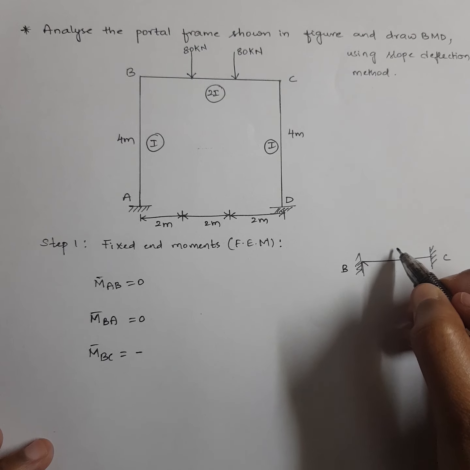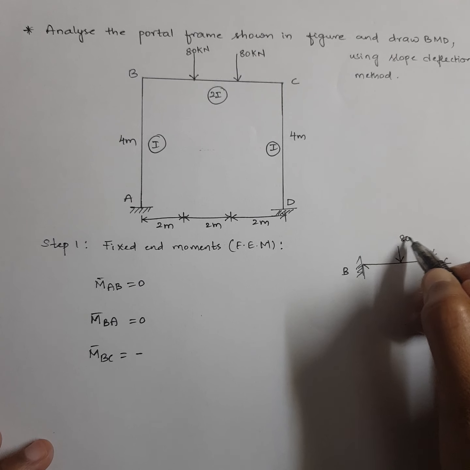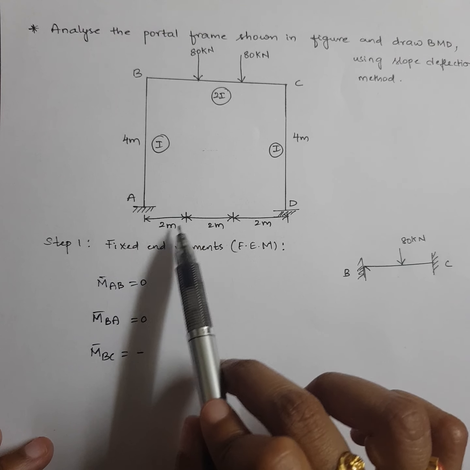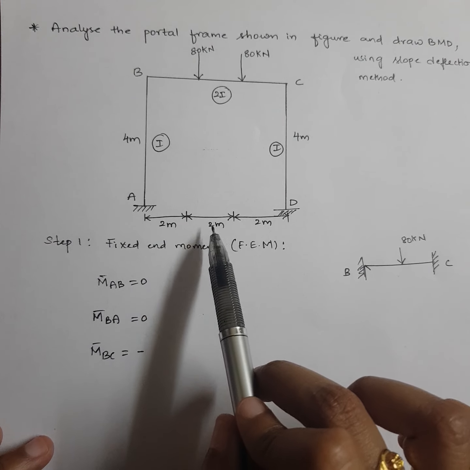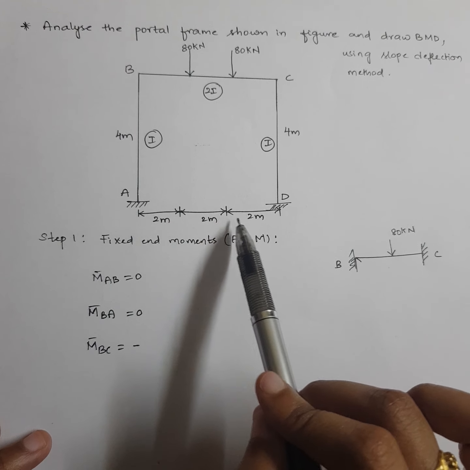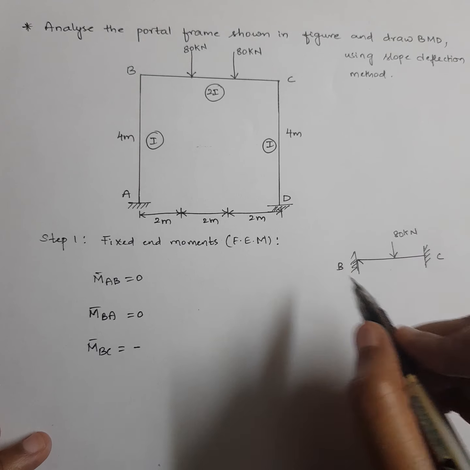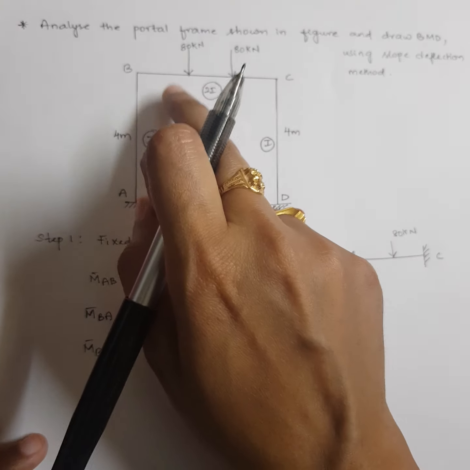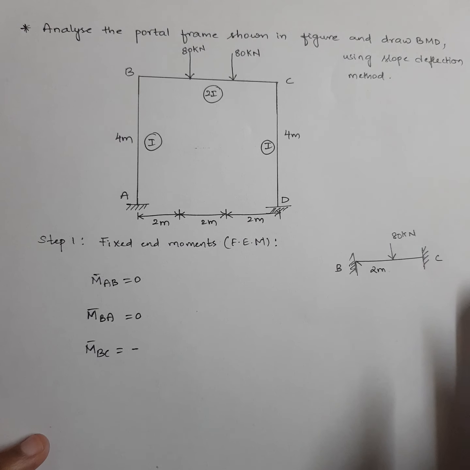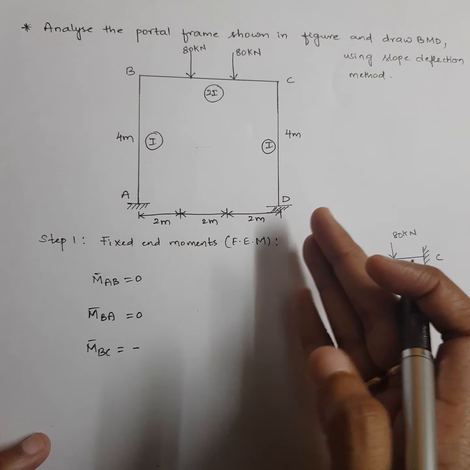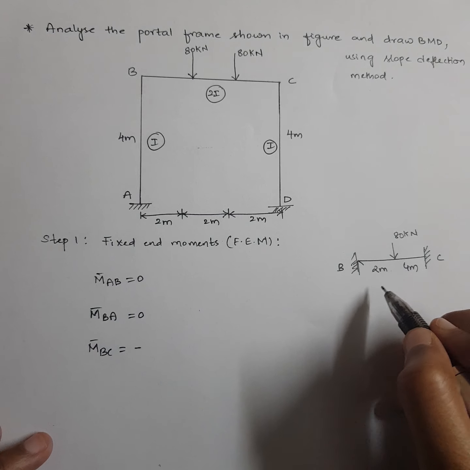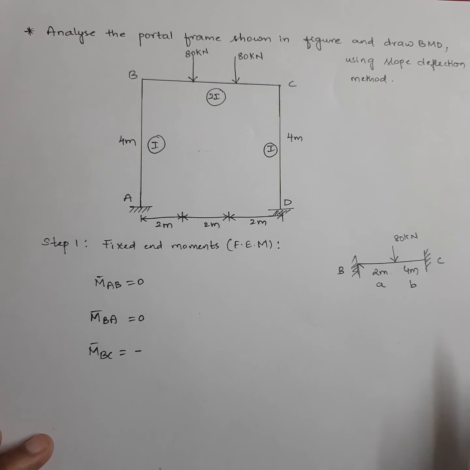Let's take the first point load, 80 kilonewton. The distance from B to the first point load is 2 meters. The distance between the 2 point loads is again 2 meters, and the second point load of 80 kilonewton is also at a distance of 2 meters from D. If we take the first point load 80 kilonewton, the distance from the support is 2 meters, and the remaining distance will be 4 meters, of the total span. I'm considering only the first point load. In this case we take this as a and this as b.